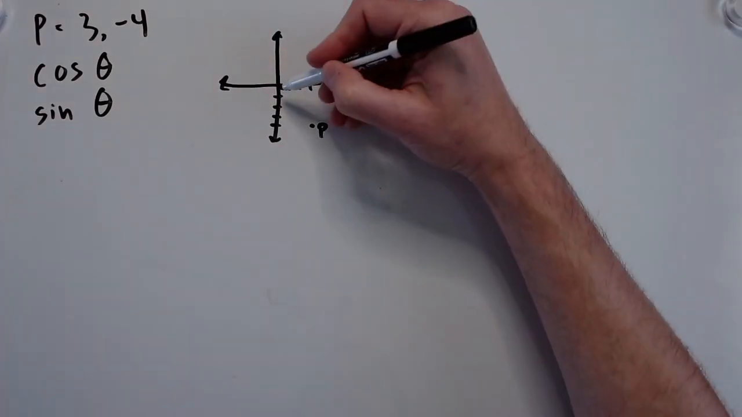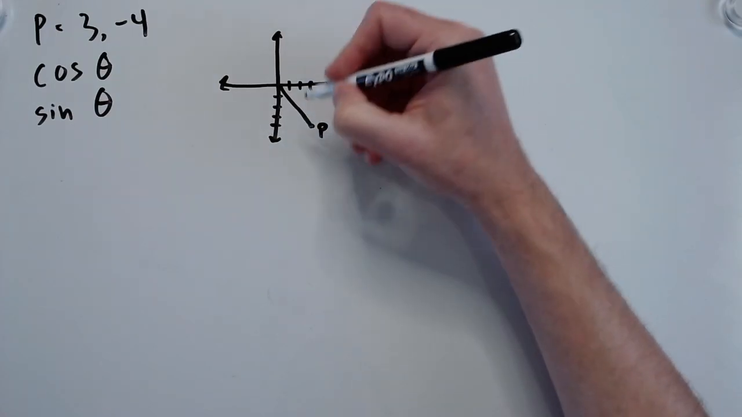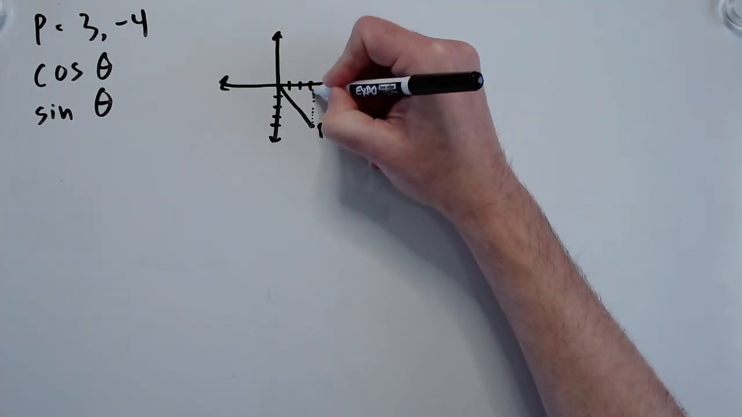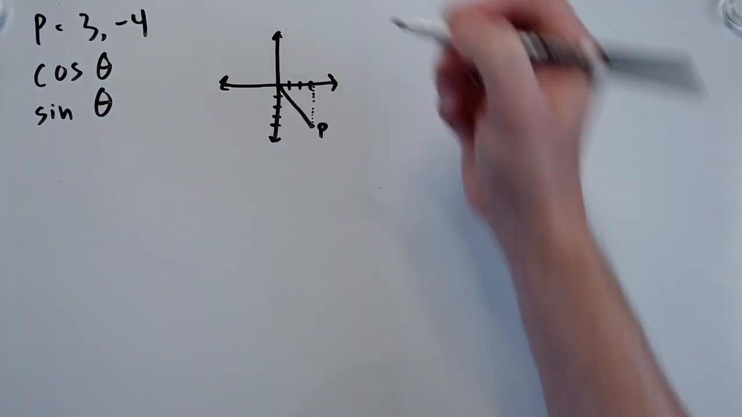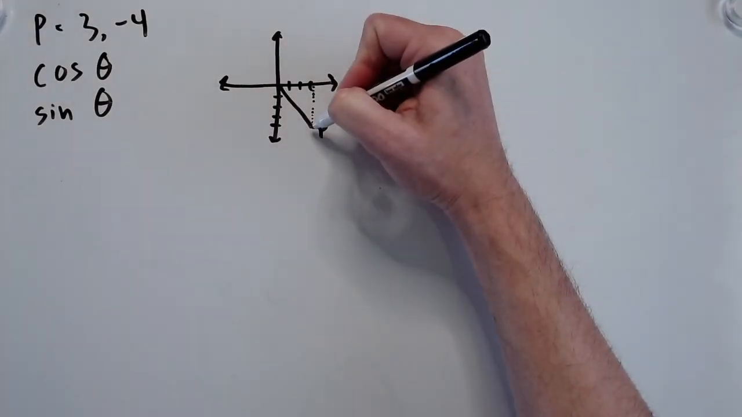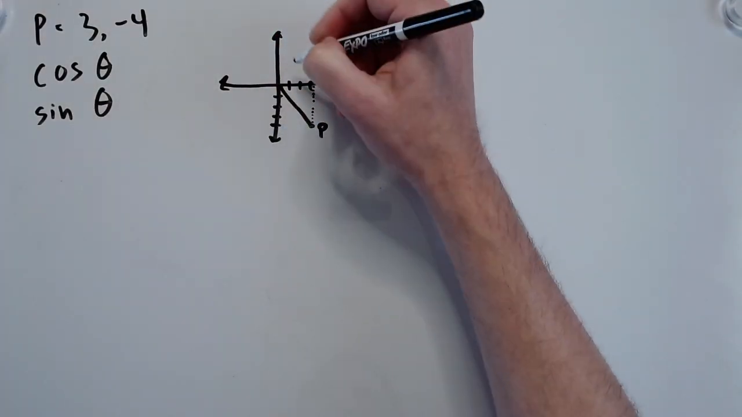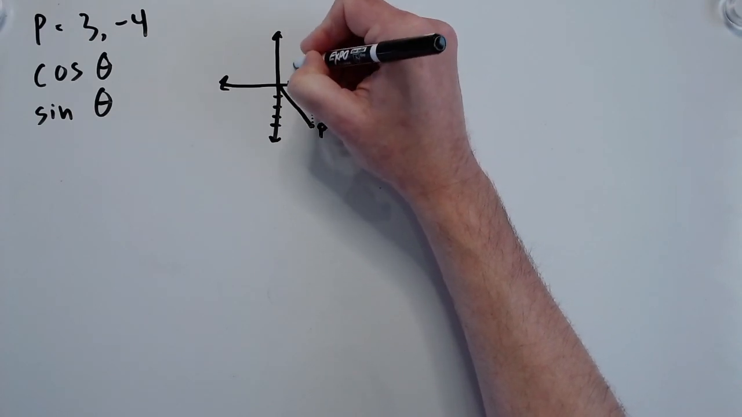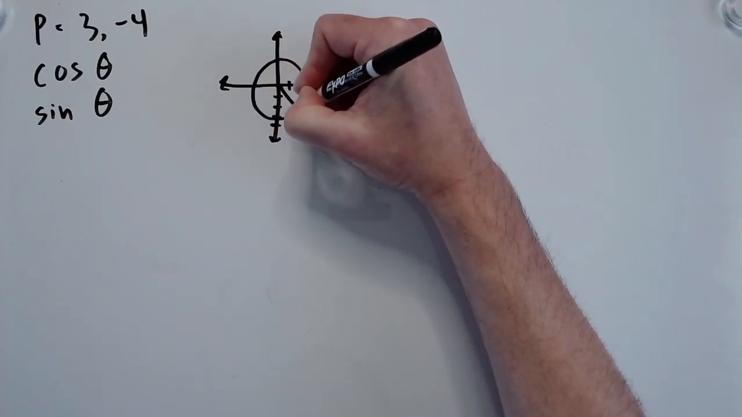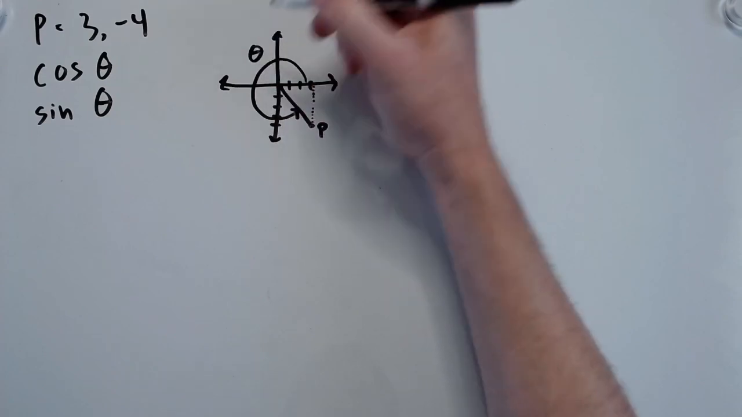And we can draw our line like this, and maybe imagine a little dotted line like this, and we've created a right triangle. Now to get to this point, we have to start here, and our terminal position is over here. So theta is really this angle all the way around.